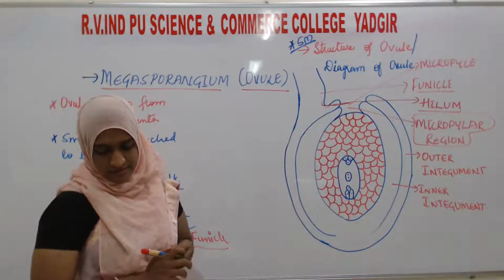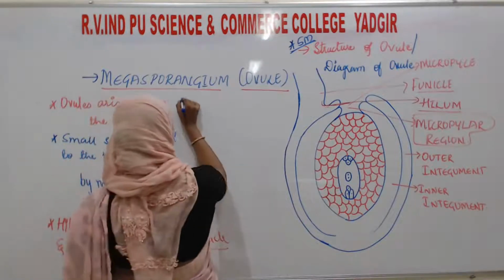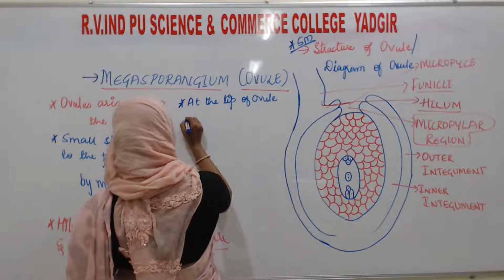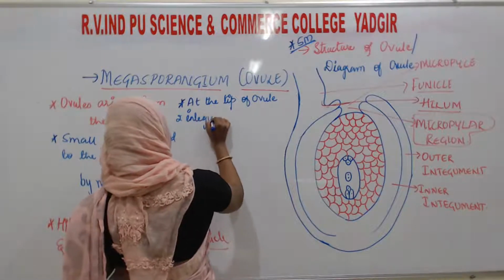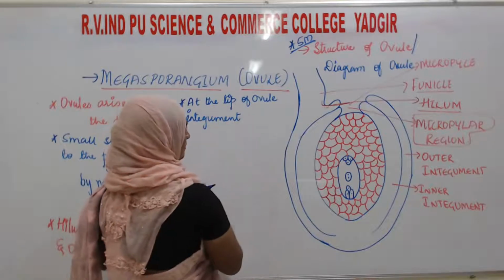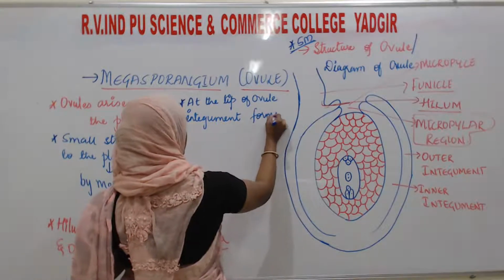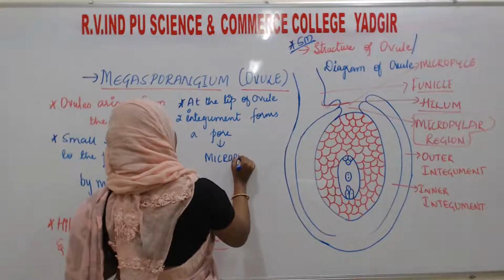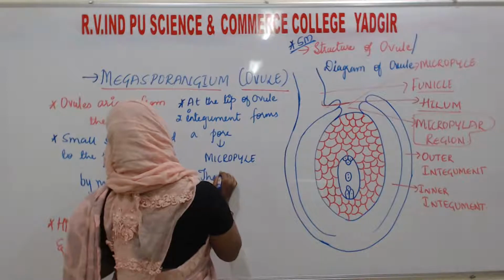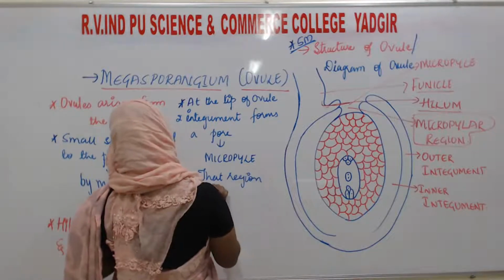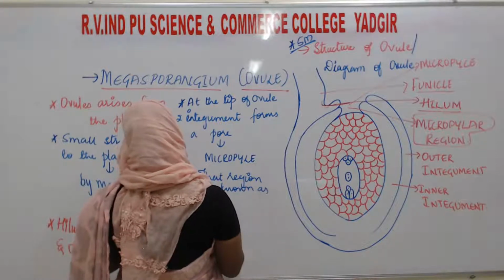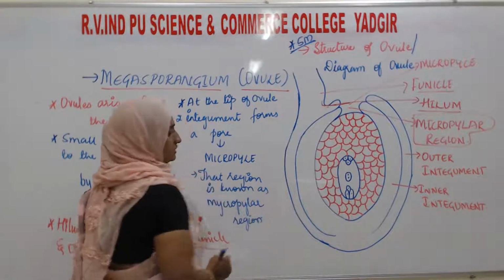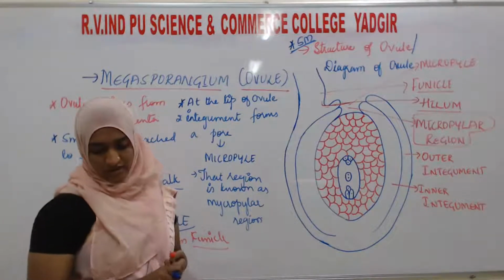See here, at the tip of the ovule, the two integuments form a hole or a pore. That hole or pore is known as the micropyle, and that region is known as the micropylar region.